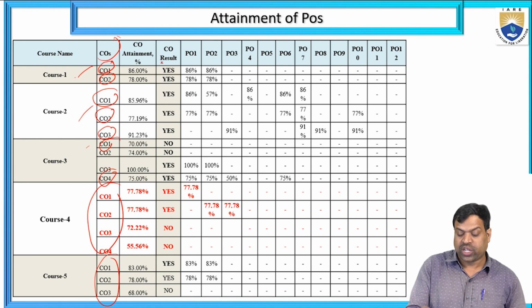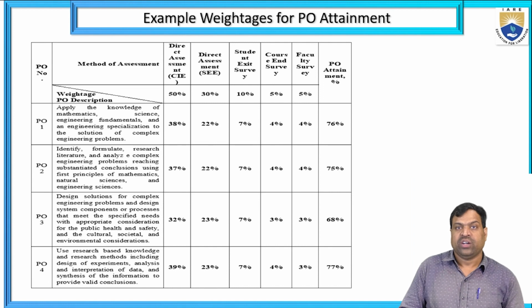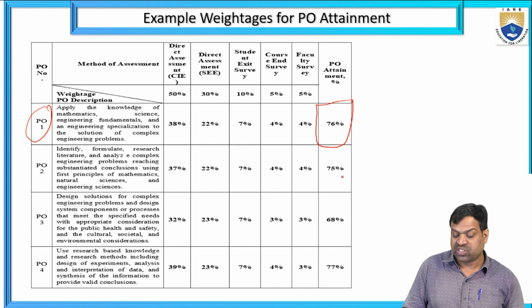So it is a CO attainment, CO result, PO attainment, PO result, and so on up to PO 9, PO 10, 11, 12. So CO, PO attainment level for the particular course. It is an example of weightage of PO attainment. How much weightage is there? Suppose I am taking a PO, what is the weightage of this one? So the total weightage of this one is 76.